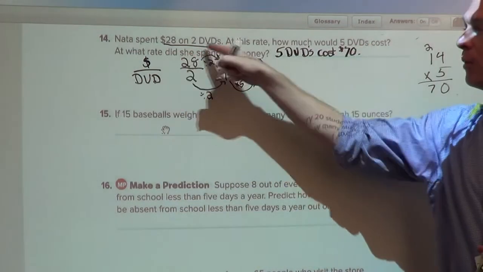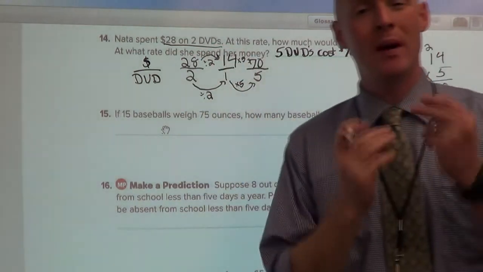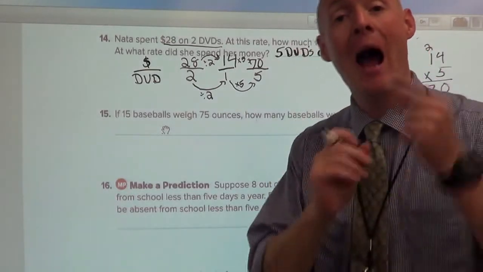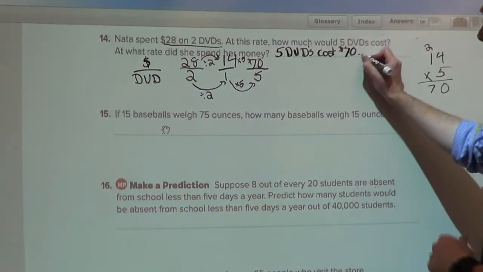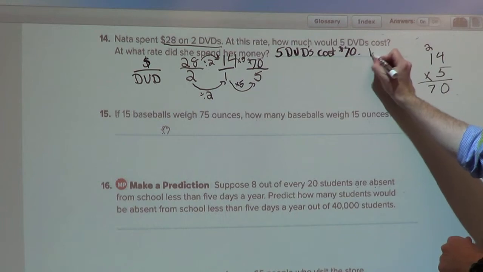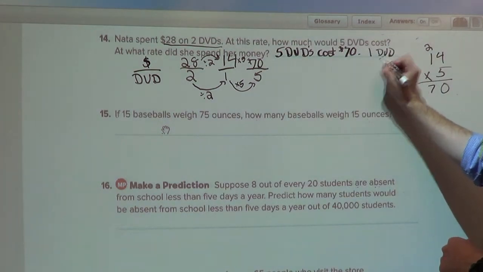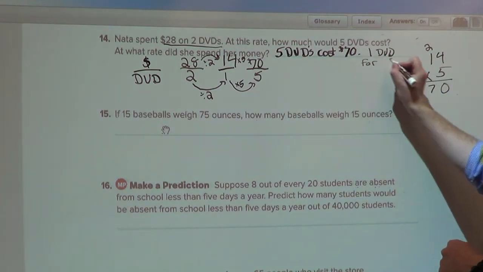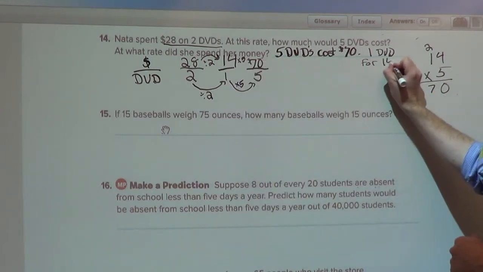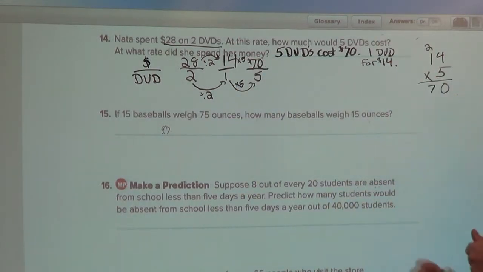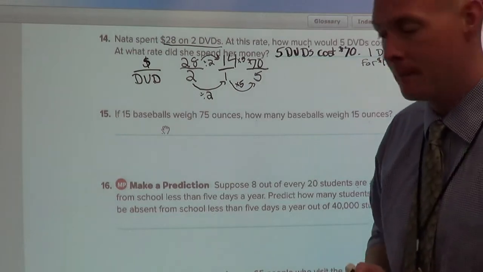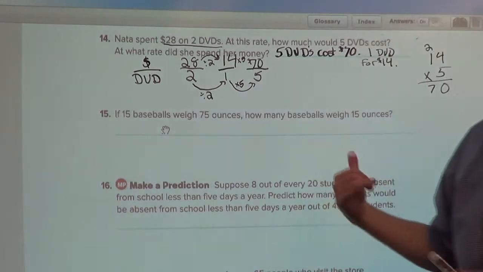And then it says, at what rate did she spend her money? When it says at what rate, that just wants to know how many for 1. So at what rate? 1 DVD for, and we said it was $14. Perfect. So there goes our number 14. Double check your work, make sure it matches mine.